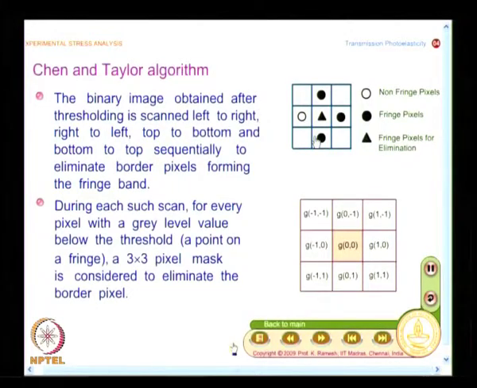Then when they develop the filter, they will also have to find out whether this filter really works. It may work in most of the areas, some areas it will not work. So, you have to have a conceptual development as well as implement it and see whether the methodology really works. So, what you have here is, the image has to be scanned left to right, right to left, top to bottom and bottom to top sequentially to eliminate border pixels forming the fringe band.